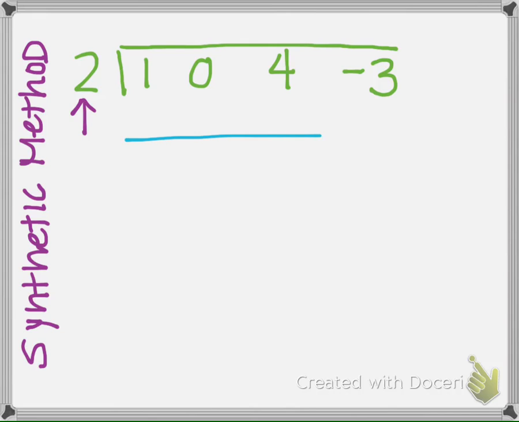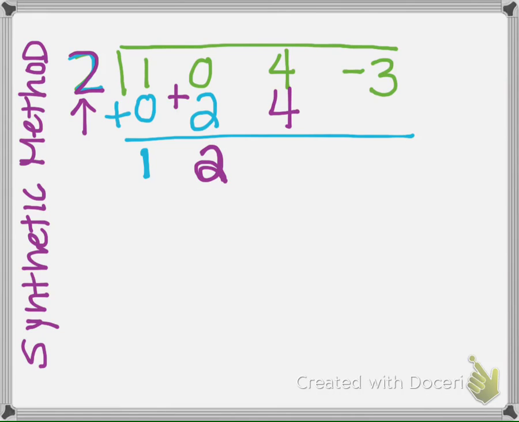Okay, then we bring down the 1. And then we're adding. So 1 plus 0 is 1. And then we're multiplying. We're taking the 2 and multiplying by 1 and putting it there. And then we add. 0 plus 2 is 2. And then we multiply. 2 times 2 is 4. And then we add. And then we multiply. 2 times 8 is 16. And then we add. And -3 plus 16 is 13.